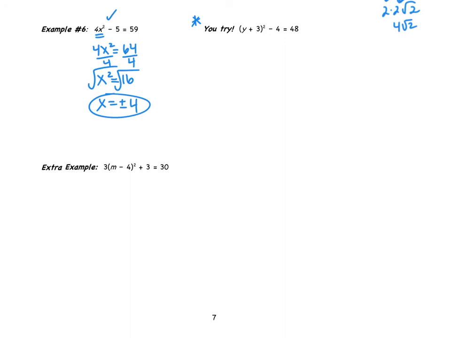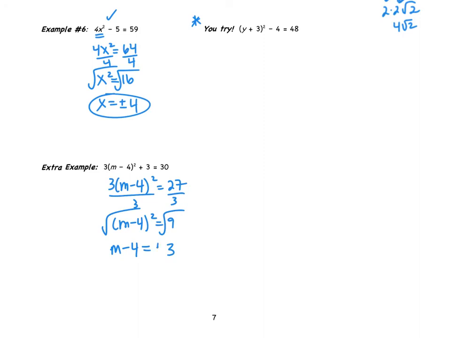So again, get the square root alone. I'm going to subtract 3. And I get 27. I'm going to divide by 3. Now is when I'm ready to take a square root. So I get m minus 4 equals 3. Don't forget the plus or minus. If I add 4, I get 4 plus or minus 3. Now, this is a little bit different because those are like terms. I can combine those. I get 4 plus 3, and I get 4 minus 3. 4 plus 3 will give me 7, and 4 minus 3 will give me 1.